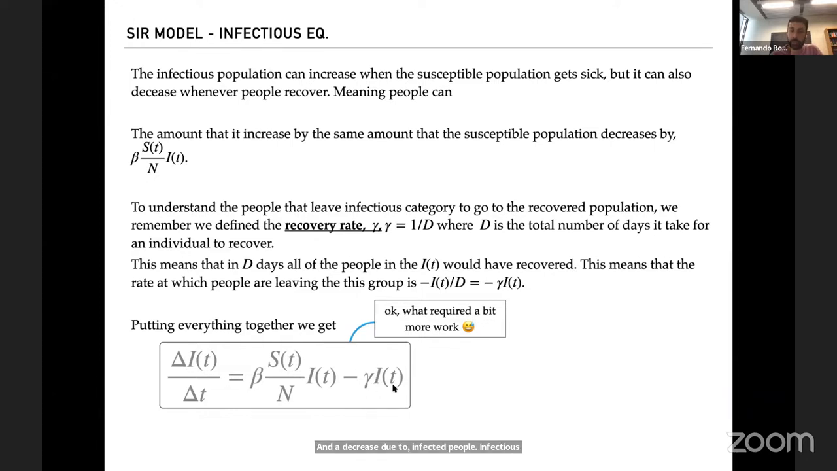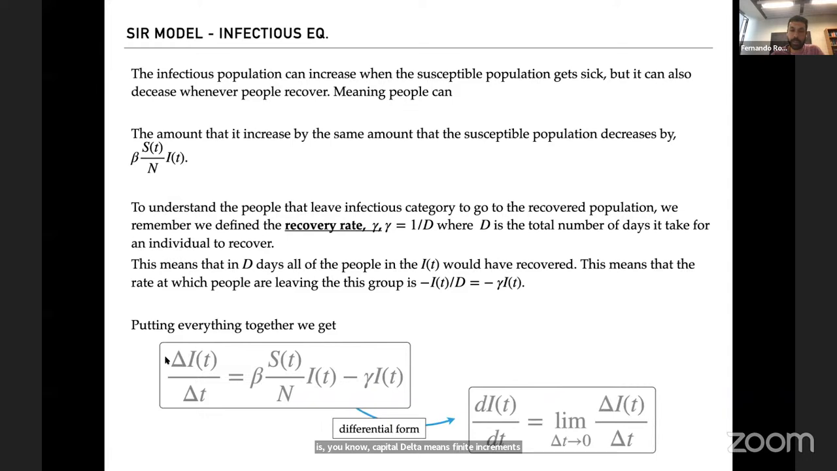Or going into the group of the removed. Again, this is a finite change. So this is thinking about capital delta meaning finite increments. But then if we take the limit in which delta t goes to zero, then we will have the differential equation that will look exactly the same way. Okay, so this is the second differential equation, which tells us how the infectious population evolves over time.